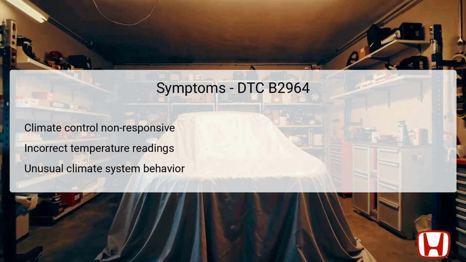Drivers may find that the climate control system is non-responsive or does not react to inputs from the climate control switch, such as adjustments to temperature settings. Additionally, there may be incorrect temperature readings displayed, leading to dissatisfaction with the vehicle's climate management. These symptoms, combined, can contribute to an unusual climate system behavior, where automated functions such as air conditioning or heating do not perform as expected. Recognizing these symptoms early can guide technicians in pinpointing the issue and applying the correct troubleshooting steps efficiently.